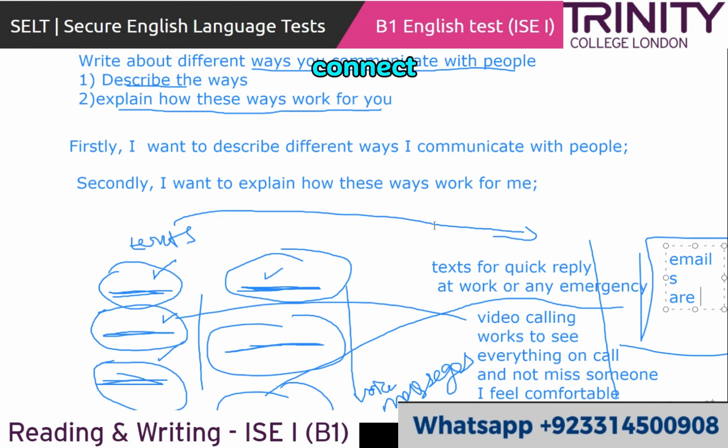If you don't know how to connect, you can say texts are a good way to communicate for quick reply at work or for emergency. Video calling is a good way to communicate, to see the other person on call and feel comfortable and feel that they are with you, right? Emails are a good way to communicate for business and also to receive important messages from banks and other advertisements, right or wrong? Do you understand or not?